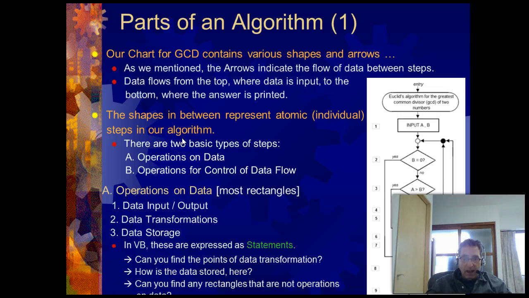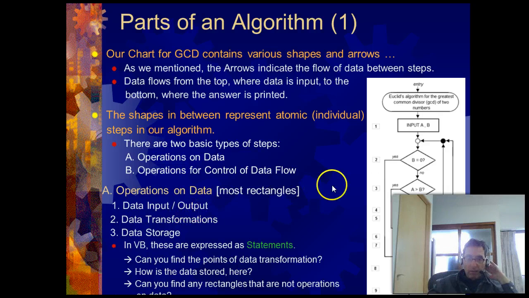There are two basic types of steps. So atomic means like basic. Okay, it's individual, indivisible steps. Okay, there are two basic types of steps. Operations on data, operations for control of data flow. So let's see what that means. Operations on data, most rectangles. So most of these rectangles are operations on data, but not all of them.